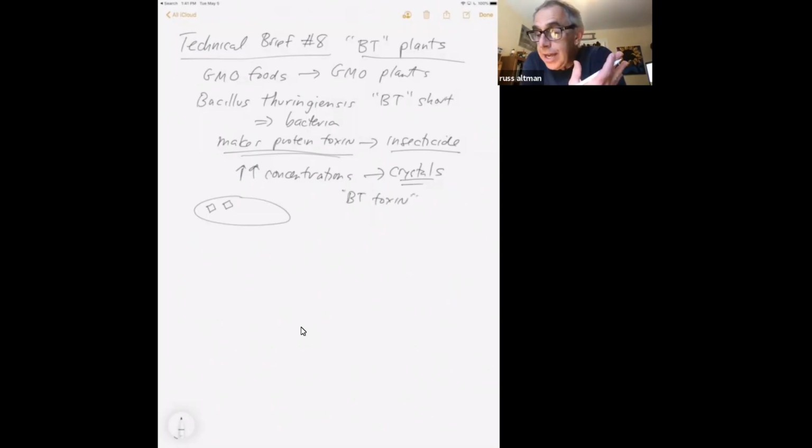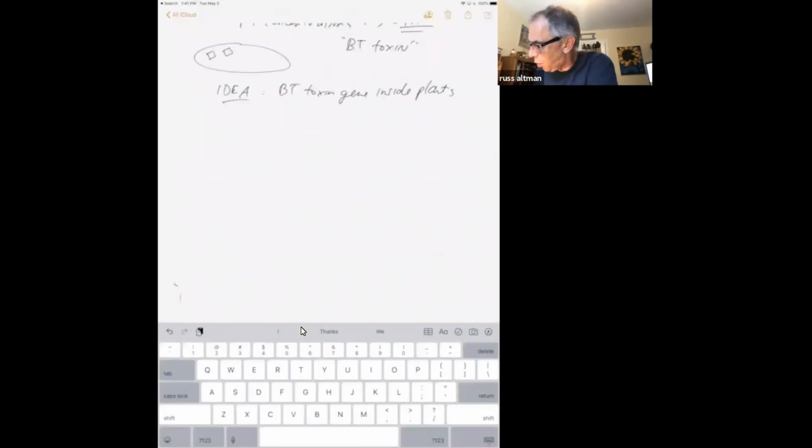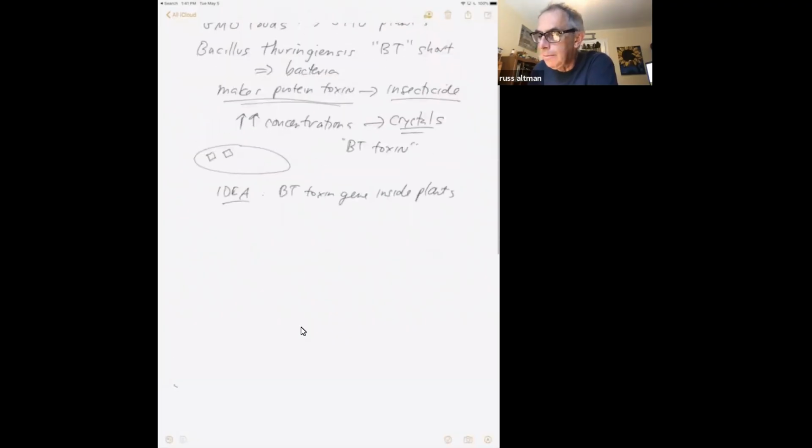So this came to the attention of people who were having problems with their crops that were being eaten by insects, and somebody had the idea that we could put the BT toxin gene inside plants. And then when the insects ate the plants, the insects would die, and it would essentially be an insecticide. So this is where BT crops come from. So just a quick discussion on how this is all done.